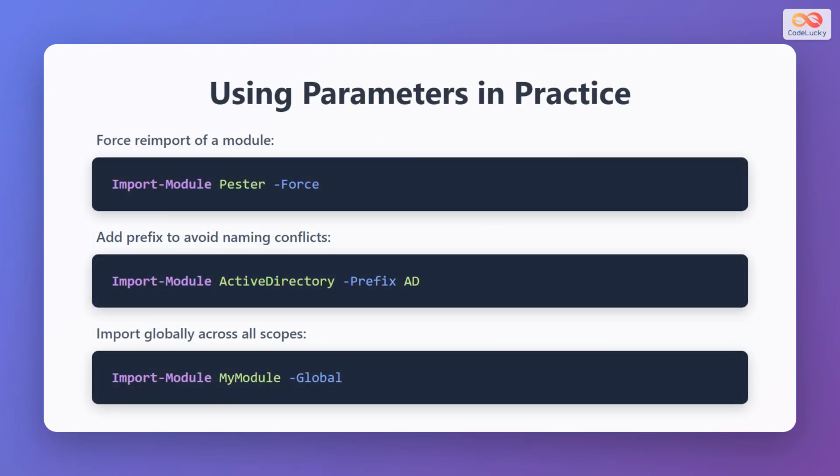Here's how these parameters work in real scenarios. To force re-import a module, you'd use Import-Module Pester -Force. This is useful when you're developing or testing a module and need to reload it with updates. To add a prefix and avoid naming conflicts, use Import-Module ActiveDirectory -Prefix AD. This would change a command like Get-User to Get-ADUser. To import a module globally so it's available everywhere in your session, use Import-Module mymodule -Global. These parameters give you fine-grained control over module behavior.